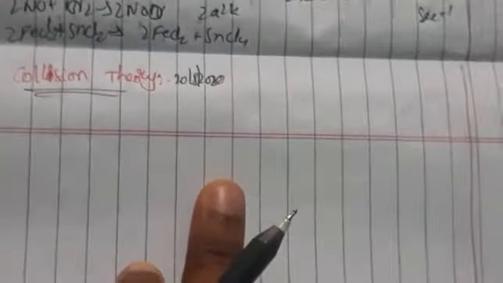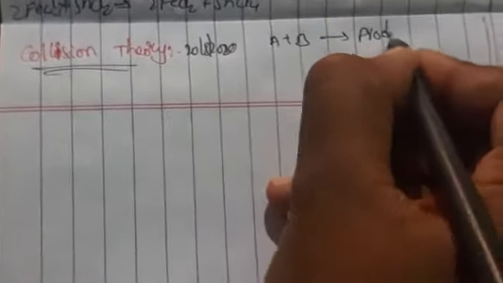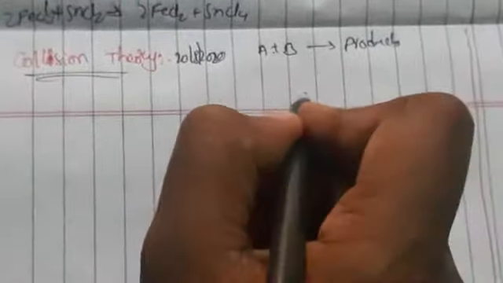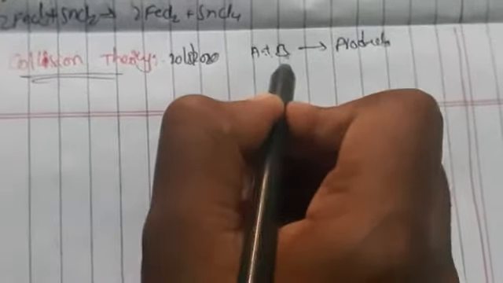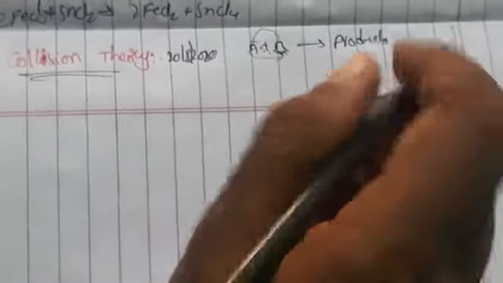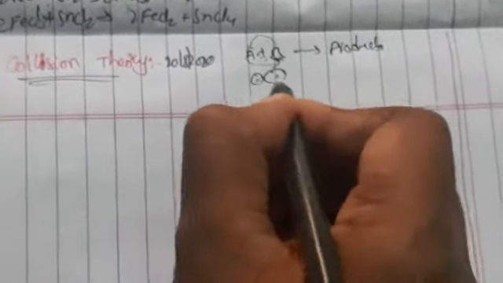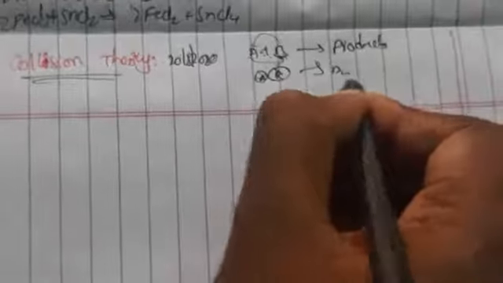Now let us see collision theory. Generally, in collision theory, reactants are converted into products. But here, the chemical reaction occurs only through collisions of the reactant molecules. For example, A plus B gives rise to product. How is this chemical reaction occurring? This is a binary collision. These two molecules will collide, like this, A and B colliding, and then they give products.